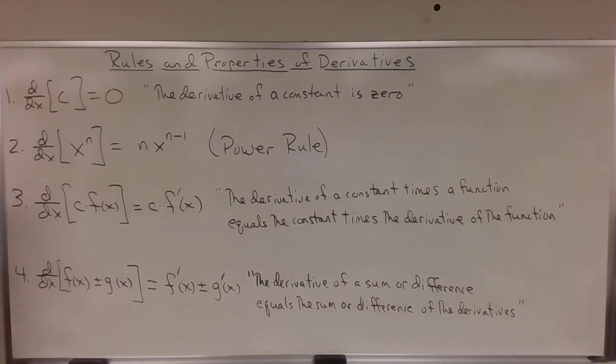As far as computation goes, what this is actually telling us is that if we're computing the derivative of the sum or difference of functions, we can compute the derivatives one term at a time and then just add them together. So we'll compute the derivative of the first function, then the derivative of the second function, and so on, and then just add them together when we're done.